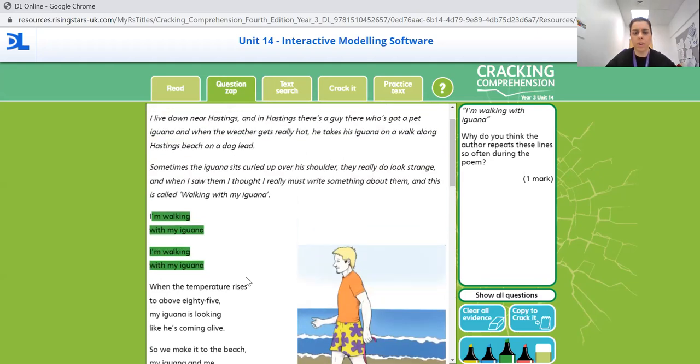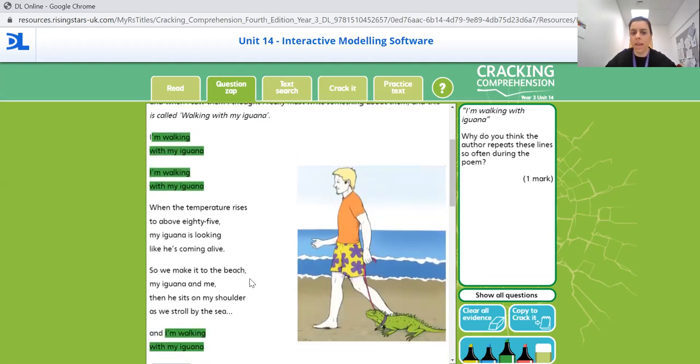Now, this is quite a tricky question because it doesn't say in the text why it does that. It's quite difficult. You've got to think why it would do that. It's a bit like a chorus. You know, when you have a song and it goes back to a chorus, it repeats it. It's a bit like that. You've got to think about why it would do that.